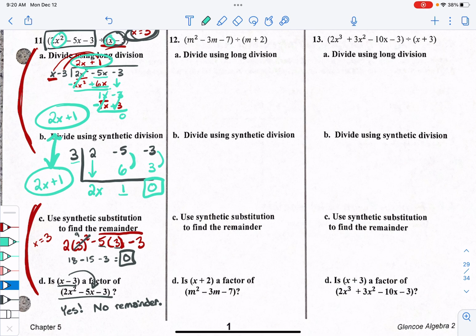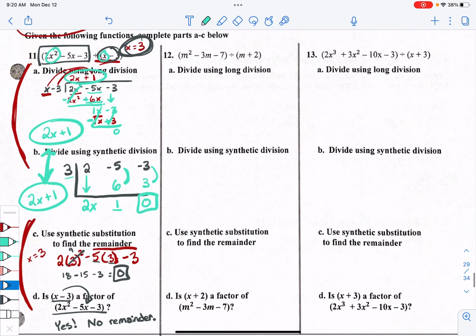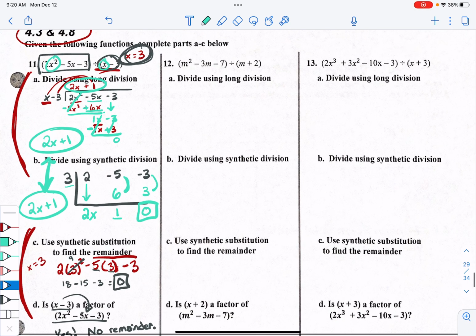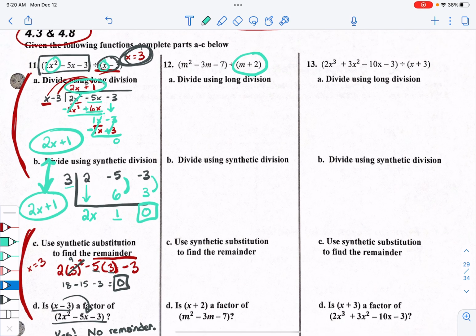All right, 12 and 13. I'm going to go through these kind of fast. Pause this and try to do them on your own, just so you can get the practice in. But part C, I'm going to do first. So here, if we're dividing by m plus 2, m equals negative 2, okay? So m equals negative 2. I'm going to plug that into here.